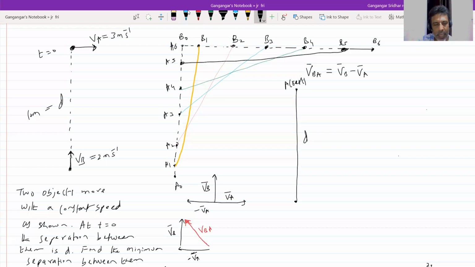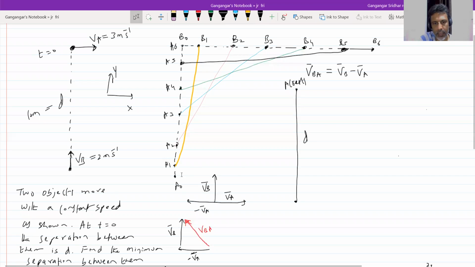Okay, now when B looks at A, how does he feel? When B looks at the ground, how does he feel he is moving? Along the Y axis. When B looks at the ground, he feels he's moving along the Y axis. When A looks at the ground, he feels he's moving along the X axis. When B looks at A, how does he feel he's moving? He feels he's moving somewhere in this direction.